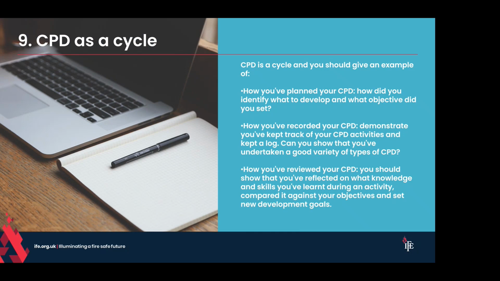Number 9, CPD as a cycle. In section E4, you'll be talking about your commitment to CPD. So it's important not to just list the events, but to record your learning outcomes. You can list a mixture of formal and informal to make up the 25 hours, although 50% must be formal CPD activity.